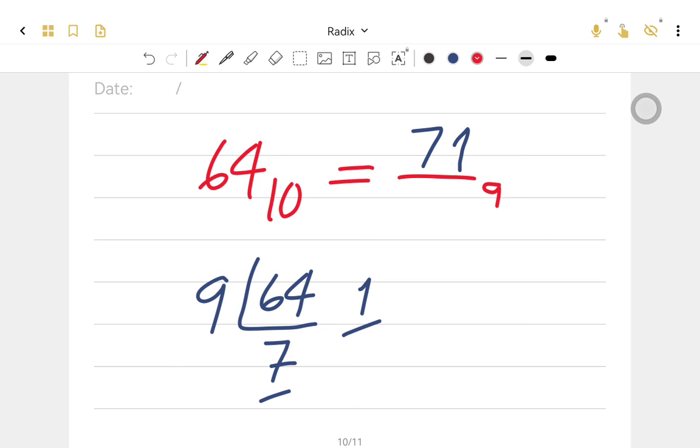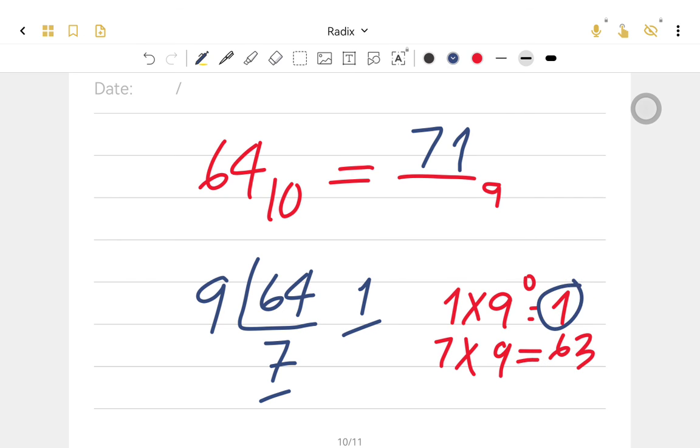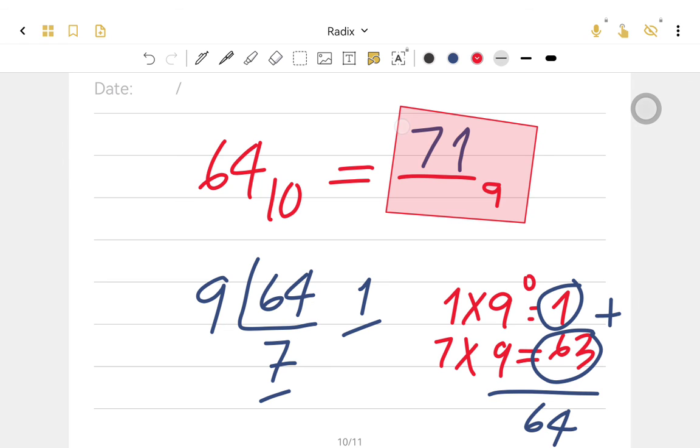To check, we have 1 times 9 to the power of 0 will give you 1. 7 times 9 will give you 63. And then 1 plus 63 is equal to 64. So, our answer 71 with the base 9 is correct. Okay, this is correct.